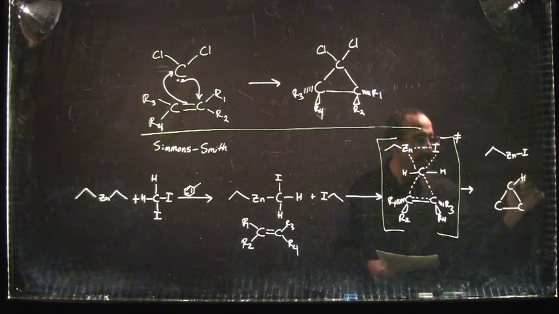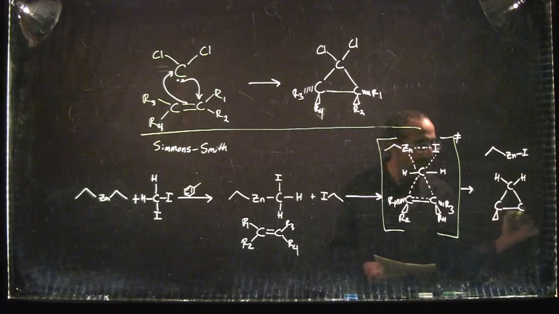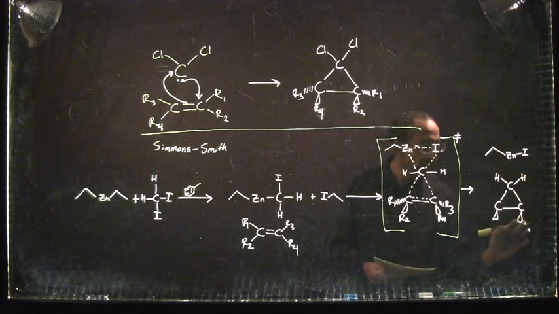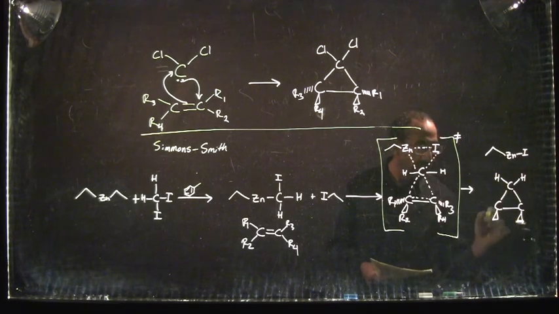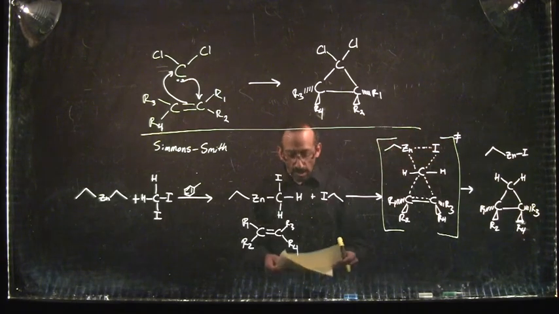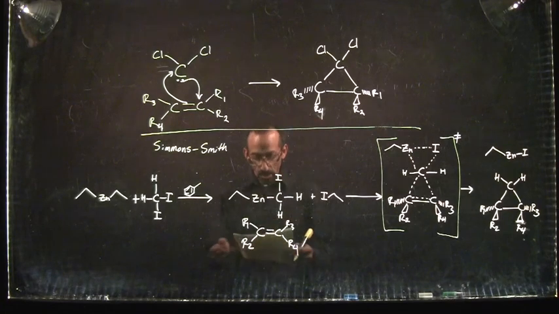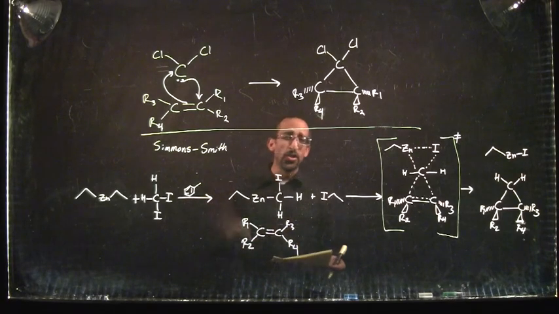We have done so in a fashion that does not expose us to unreasonable levels of danger, and we have done so in a fashion that preserves the stereochemistry of our starting alkene. So here R1, R2, R4, and R3.